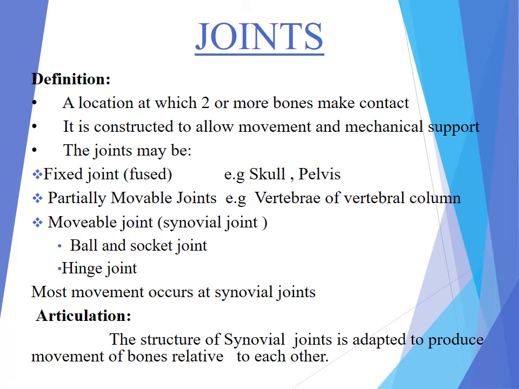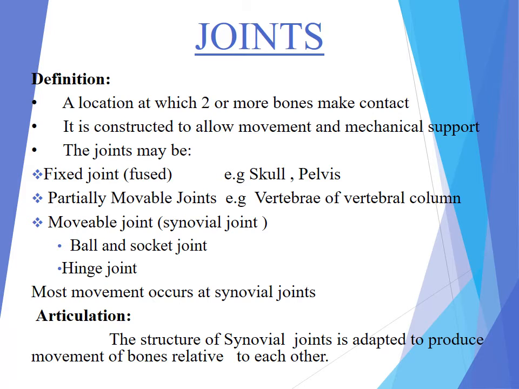Fixed joint, for example the skull and pelvis. Then partially movable joints, which produce a little or slight movement, such as only backward and forward movement, or very little movement, like the vertebrae of the vertebral column.